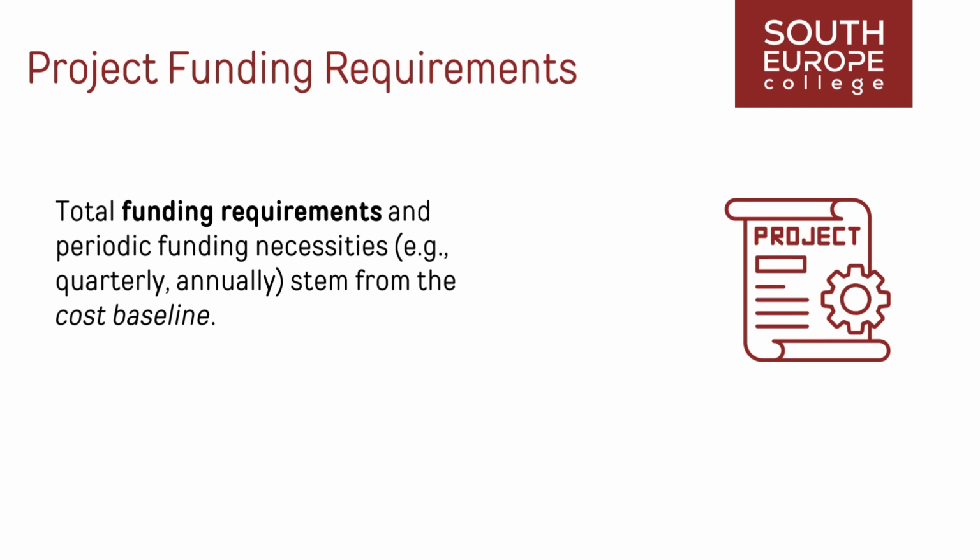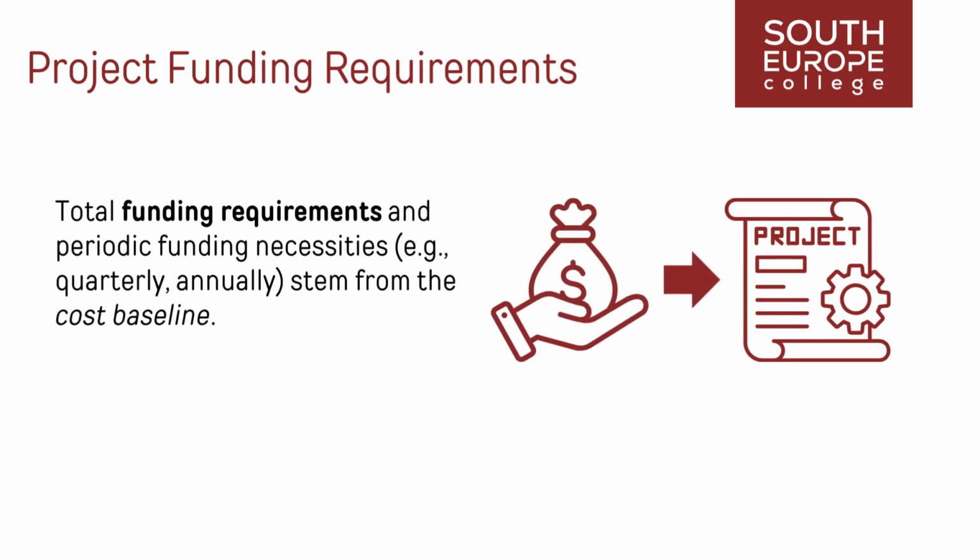Total funding requirements and periodic funding necessities, e.g., quarterly, annually, stem from the cost baseline. The cost baseline incorporates projected expenditures along with anticipated liabilities. Often released in incremental amounts, funding may not be uniformly distributed across the project timeline. The alignment of project funding with the cost baseline ensures financial stability and facilitates the seamless execution of project activities.